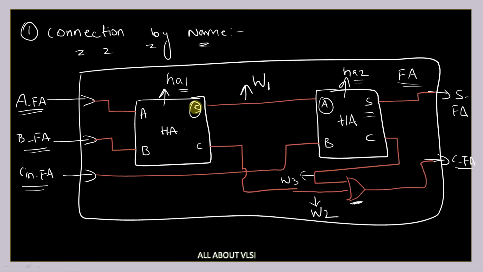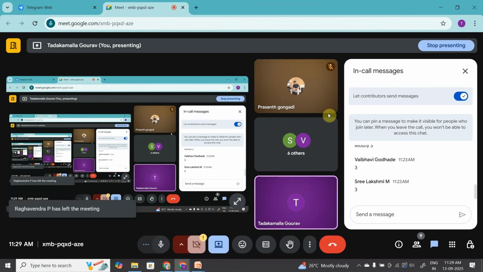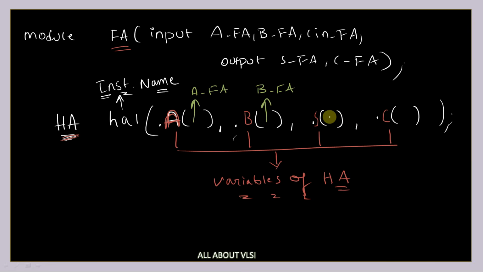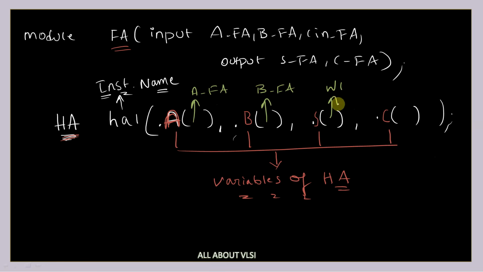What should I connect this sum with? What should I write inside my bracket? Inside my bracket I am going to write down w1, because your sum is connected to this wire. So inside your bracket you are going to write down w1.